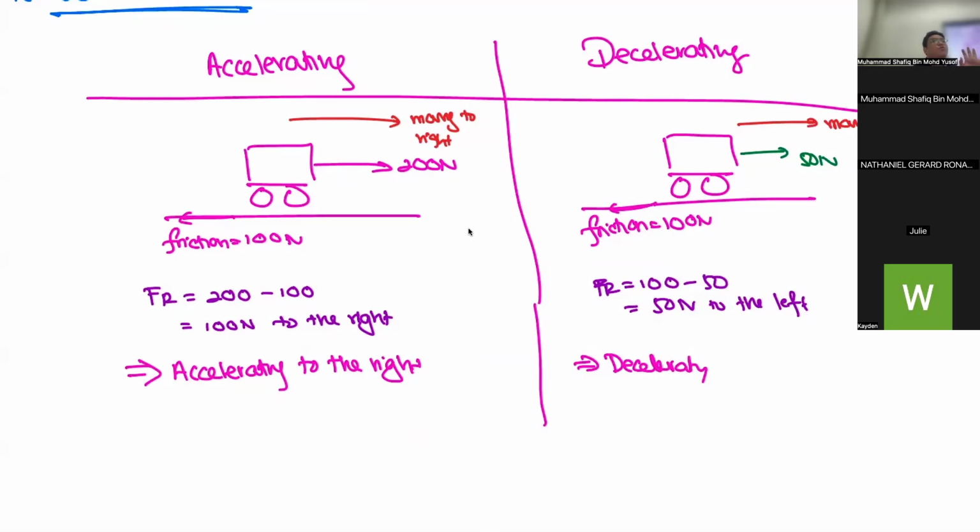Now, a common mistake students will make is this. They will tell me, oh, the car comes to a stop. The answer is no. It will slow down, because decelerating means your car is slowing down. It will not immediately come to a stop. Please take note of that.